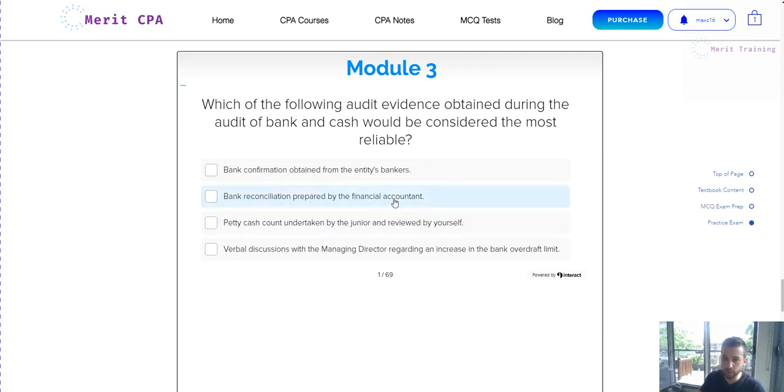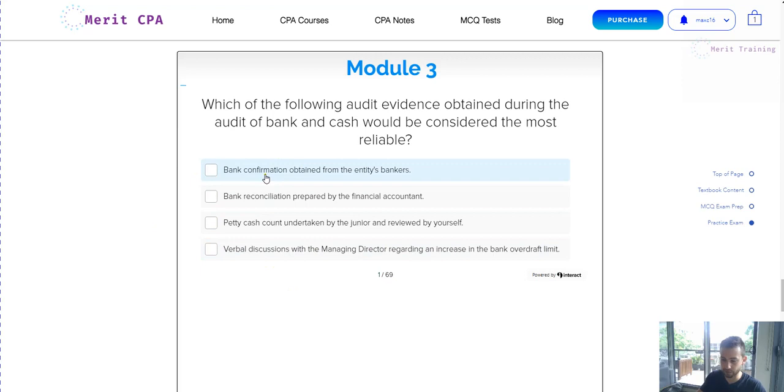It could be reliable, but chances are there could be an error, or if this financial accountant is committing fraud, they might want to cover it up, or maybe a control has failed and therefore it's not reliable. So far, bank confirmation is more reliable than this. Third, petty cash count undertaken by the junior, reviewed by yourself. Same reason as before, not going to be as reliable as the bank confirmation. A, it's internal. B, there could be an error. C, a control could have failed. D, if there's fraud, this junior or the review person could have been working together to cover it up for all we know. And then finally, verbal discussions with the managing director regarding an increase in the bank overdraft limit. Bank confirmation is definitely going to be more reliable than this verbal discussion.